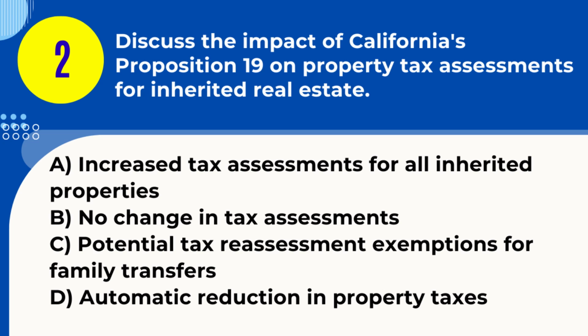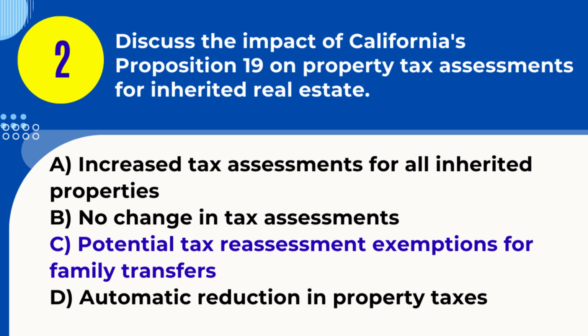Question 2. Discuss the impact of California's Proposition 19 on property tax assessments for inherited real estate. A. Increased tax assessments for all inherited properties. B. No change in tax assessments. C. Potential tax reassessment exemptions for family transfers. D. Automatic reduction in property taxes.